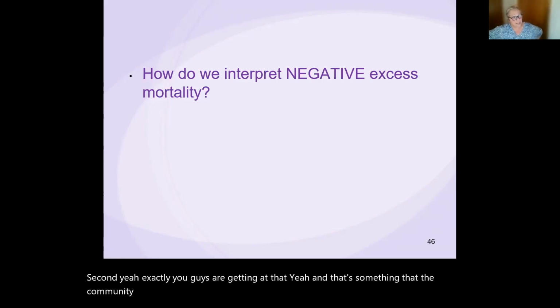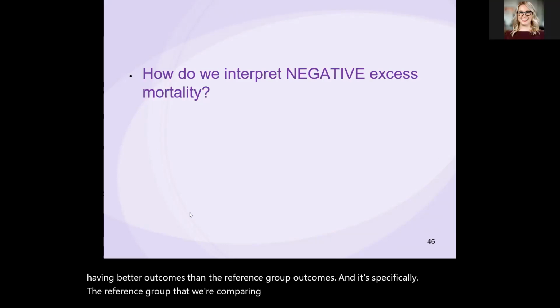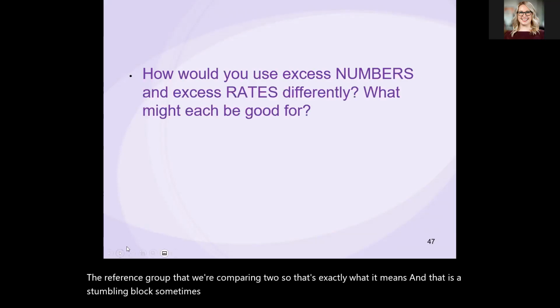So our study group or our priority group in this period of risk is having better outcomes than the reference group outcomes. And it's specifically the reference group that we're comparing to. So that's exactly what it means. And that is a stumbling block sometimes, so good for you to get that through.